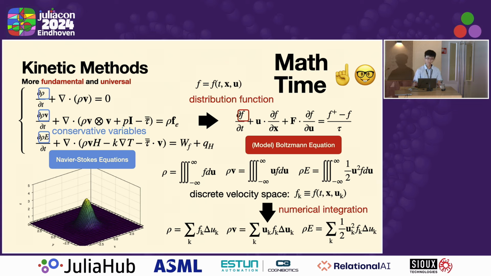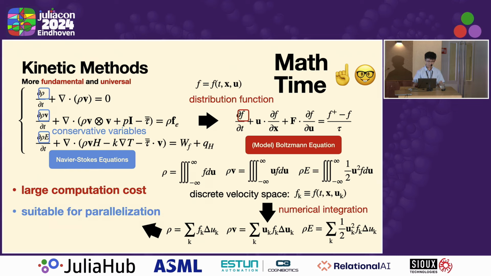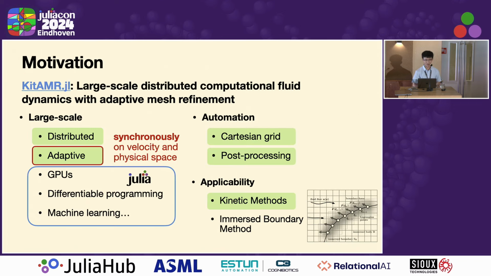Because kinetic methods describe flow at the molecular level, they are more fundamental and universal, but computationally expensive. However, these calculations are well suited for parallel processing, especially on GPUs. And with more and more powerful GPUs available, we believe it is time to do it. So KTMR.